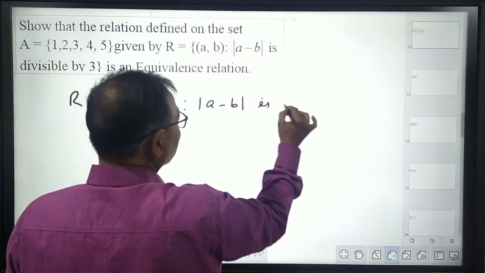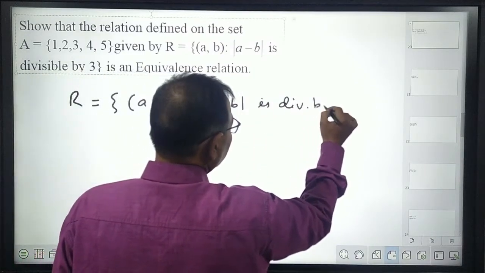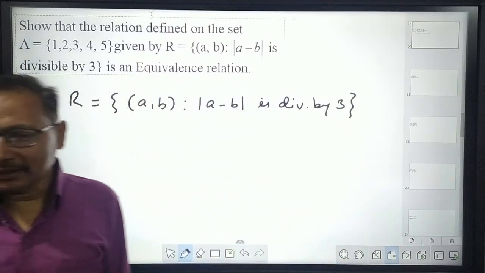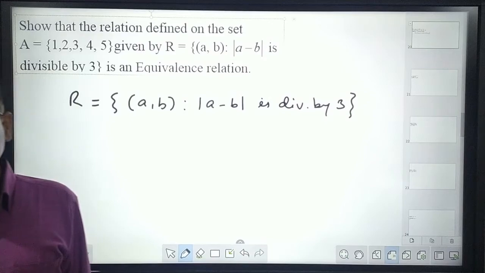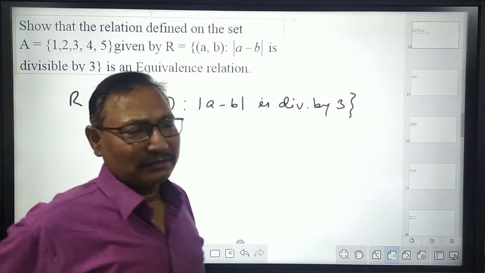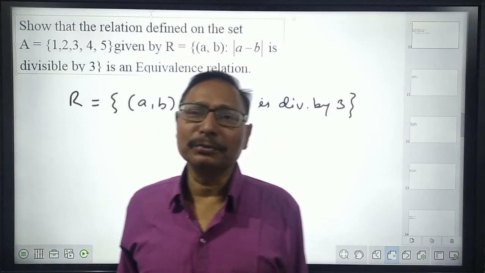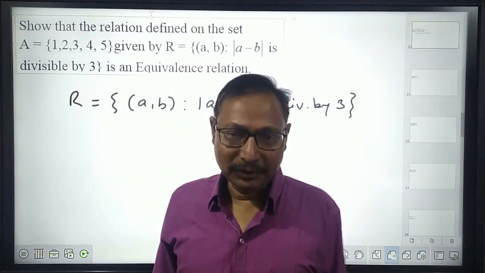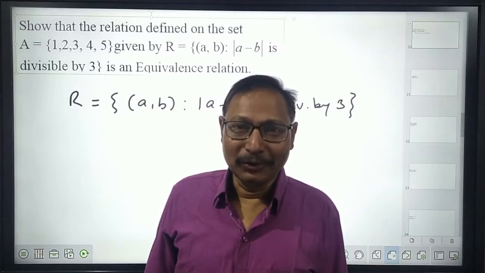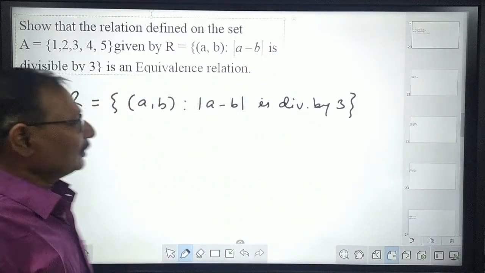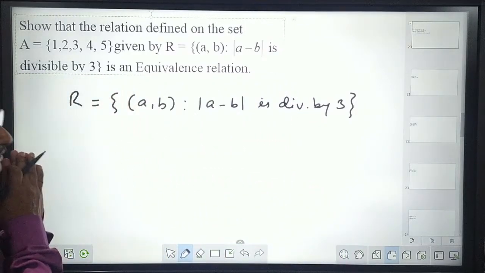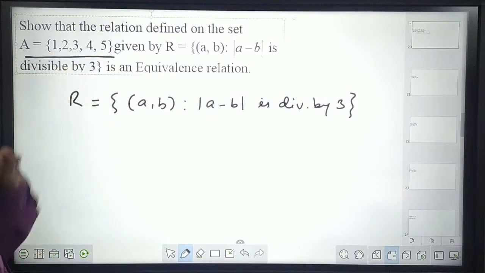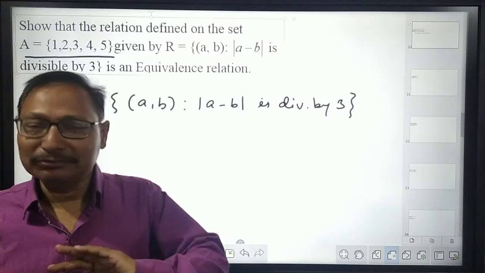divisible by 3. Whenever you are getting A minus B modulus, it signifies that we are talking about the difference of A and B. Difference of A and B will never be negative. It is always positive. So here this relation is defined in this way over a set A which contains these 5 elements 1, 2, 3, 4 and 5.